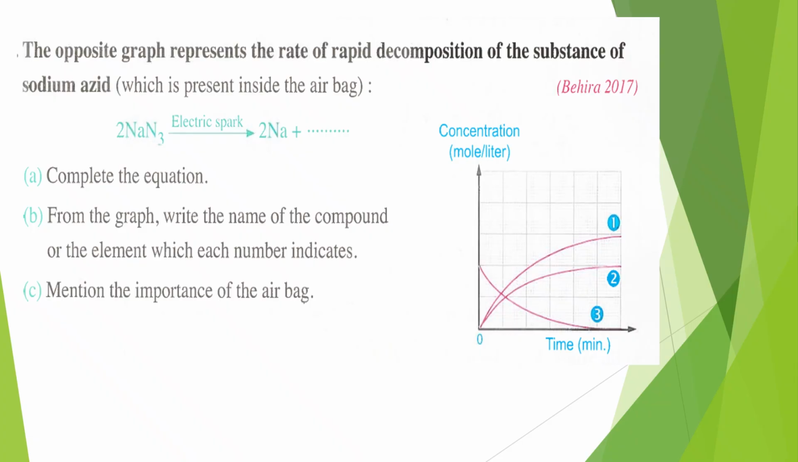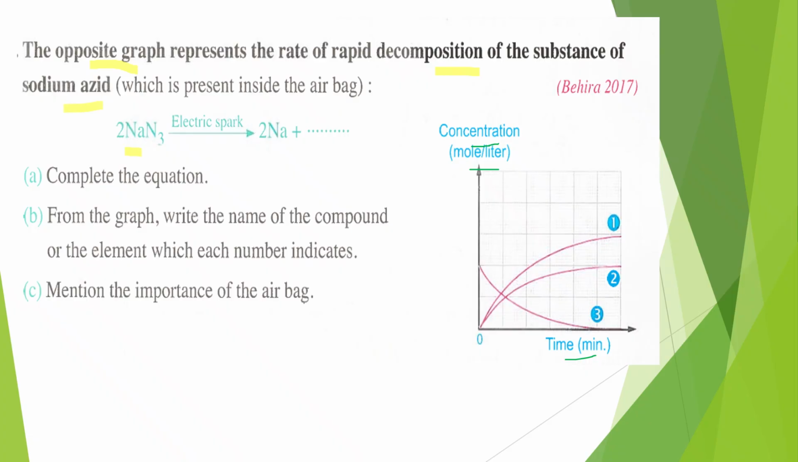Here in this question, we have a graphic representation of the concentration of reactants and product, measured in mole per liter, and the time is measured in minutes. Let's read the question. The opposite graph represents the rapid decomposition of the substance sodium azide, which is present inside the airbag.